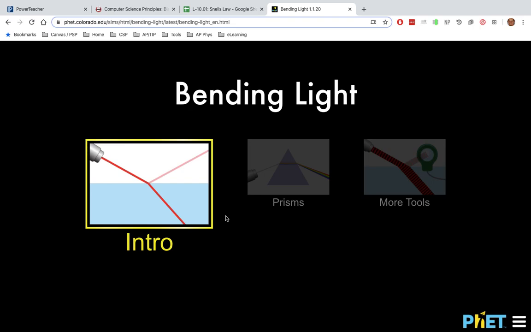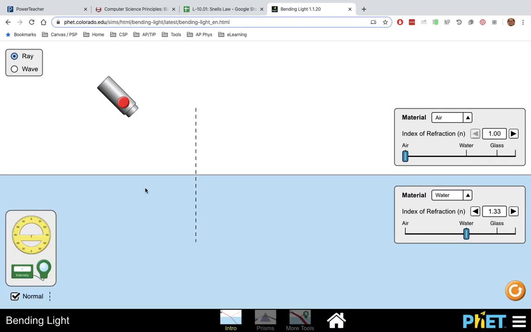So in this lab today, we're going to look at refraction. When you load the simulator, you'll get a screen that looks like this. Click on Intro. And what you get is a little laser beam, which you can turn on by pushing the button right here. And what it does is it shows the path that light follows.